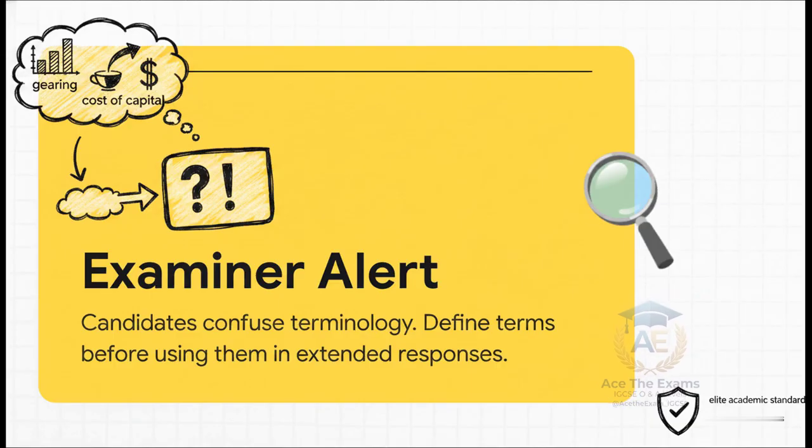Practical application in this subject is all about developing professional skills, and a huge part of that is using appropriate, precise professional accounting language. If your terminology is vague or sloppy, your analytical depth immediately collapses in the eyes of the examiner and they cap your grade.